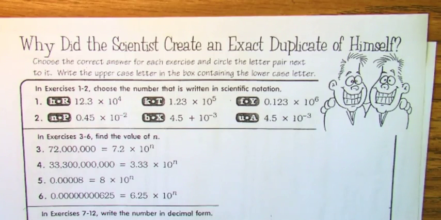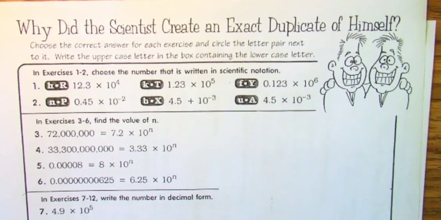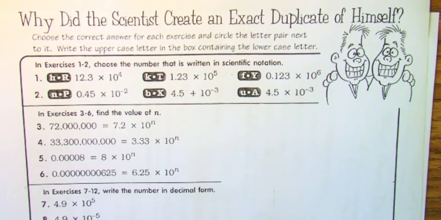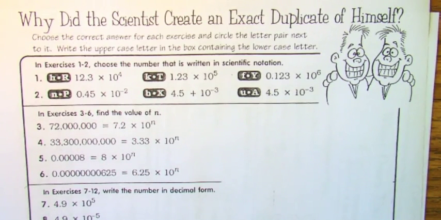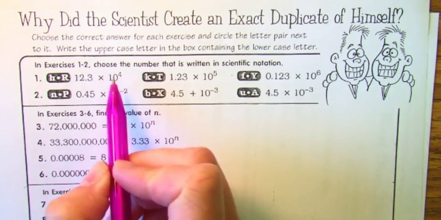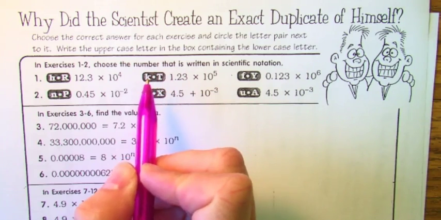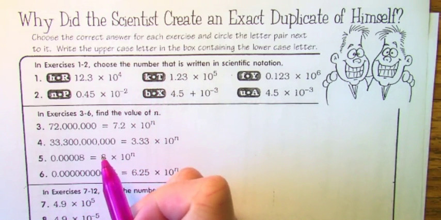Activity 4. If you've chosen to do this activity and are struggling a little to get started, remember you may use your notes, but also, let's read through. I'm going to go through one example of each so you know what to do. For exercises 1 and 2, choose the number that is written in scientific notation.